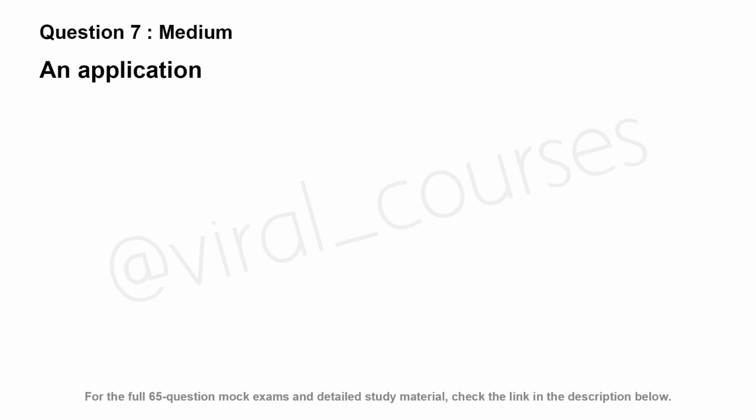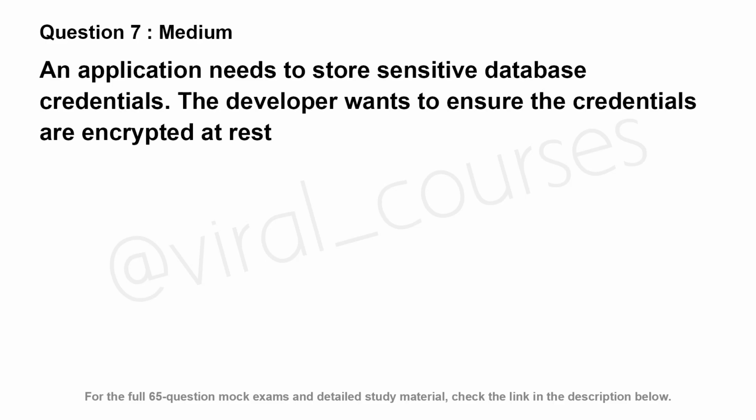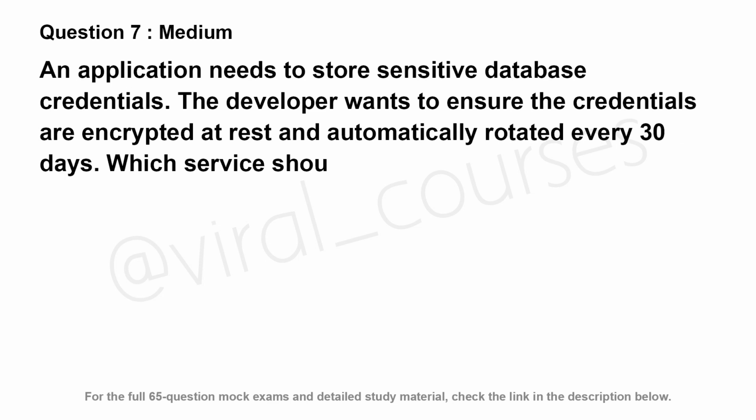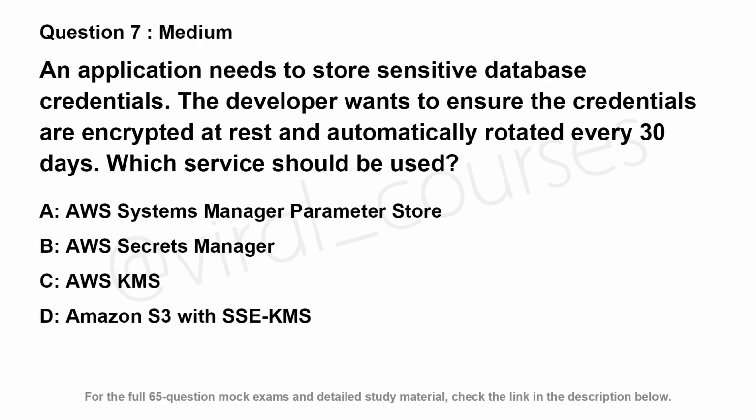An application needs to store sensitive database credentials. The developer wants to ensure the credentials are encrypted at rest and automatically rotated every 30 days. Which service should be used? Option A. AWS Systems Manager Parameter Store. Option B. AWS Secrets Manager. Option C. AWS KMS. Option D. Amazon S3 with SSE-KMS.